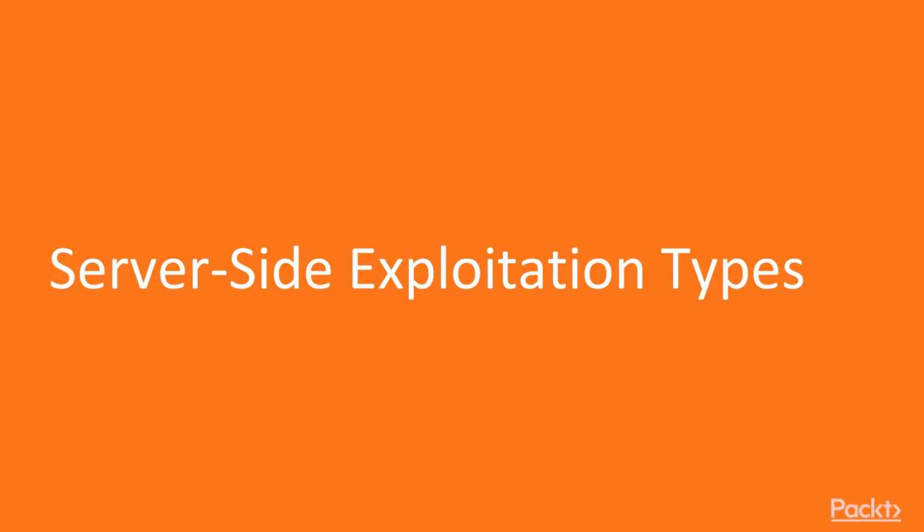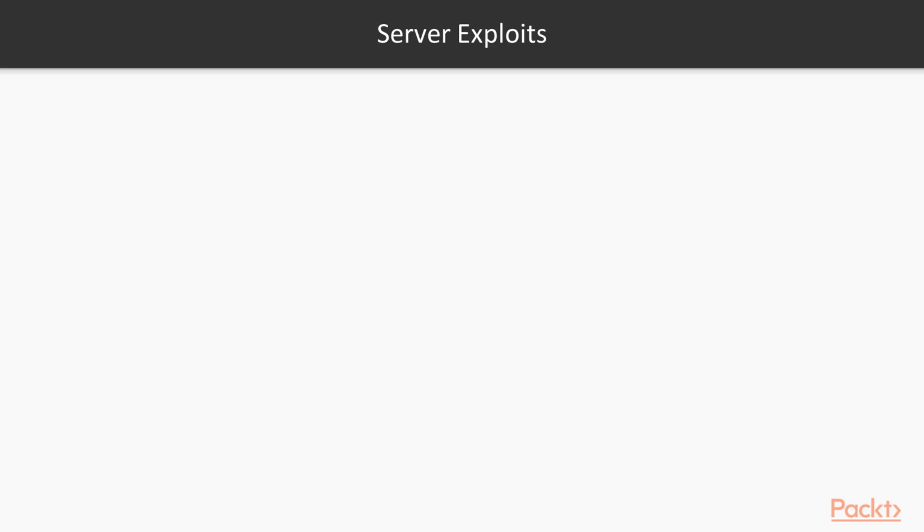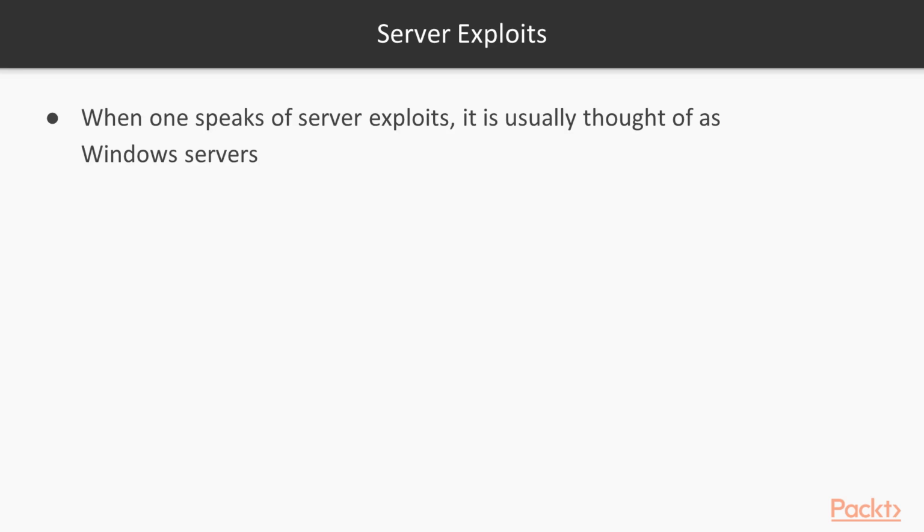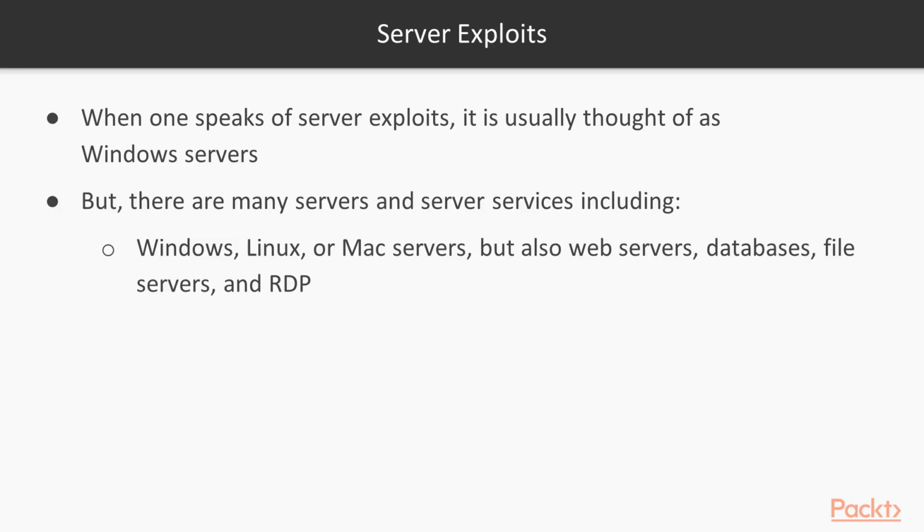We'll start out with the server-side exploitation types. So what exactly does that mean? Well, when one starts talking about server exploits, they're usually going to think about Windows servers. This is because these are the most commonly exploited servers. However, there are many other types of servers and subsequent services that are available to be exploited. These not only include Windows, but they also include Linux and running services there, such as web servers, databases, and protocols like RDP for Remote Desktop Protocol.